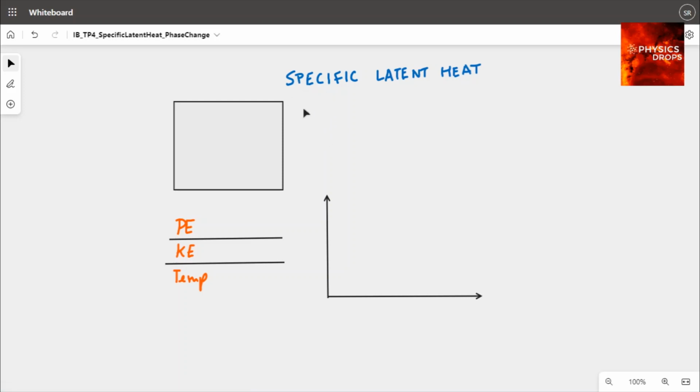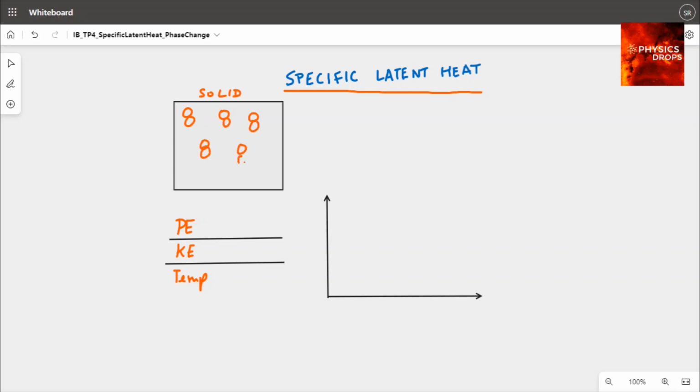Hi, in this video, let's look at what is specific latent heat. Now, let's take a substance which is, let's say, a solid substance as shown by this square here. And we know that all substances are made up of multiple molecules. So, let's say there are a lot of molecules inside.